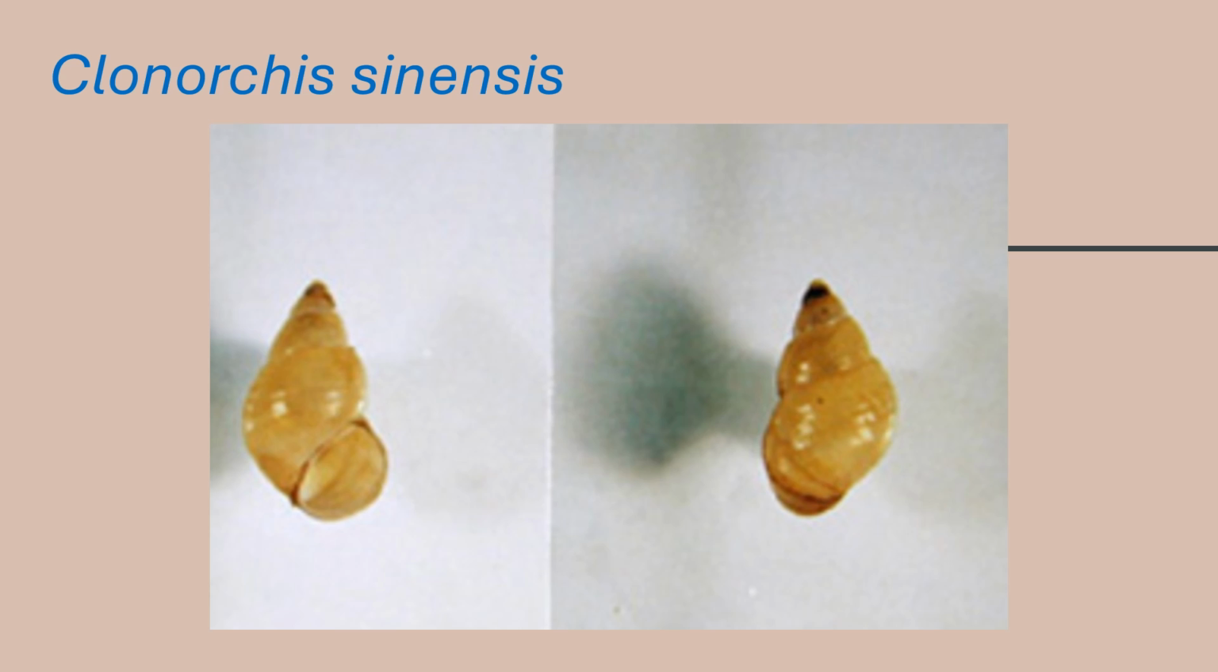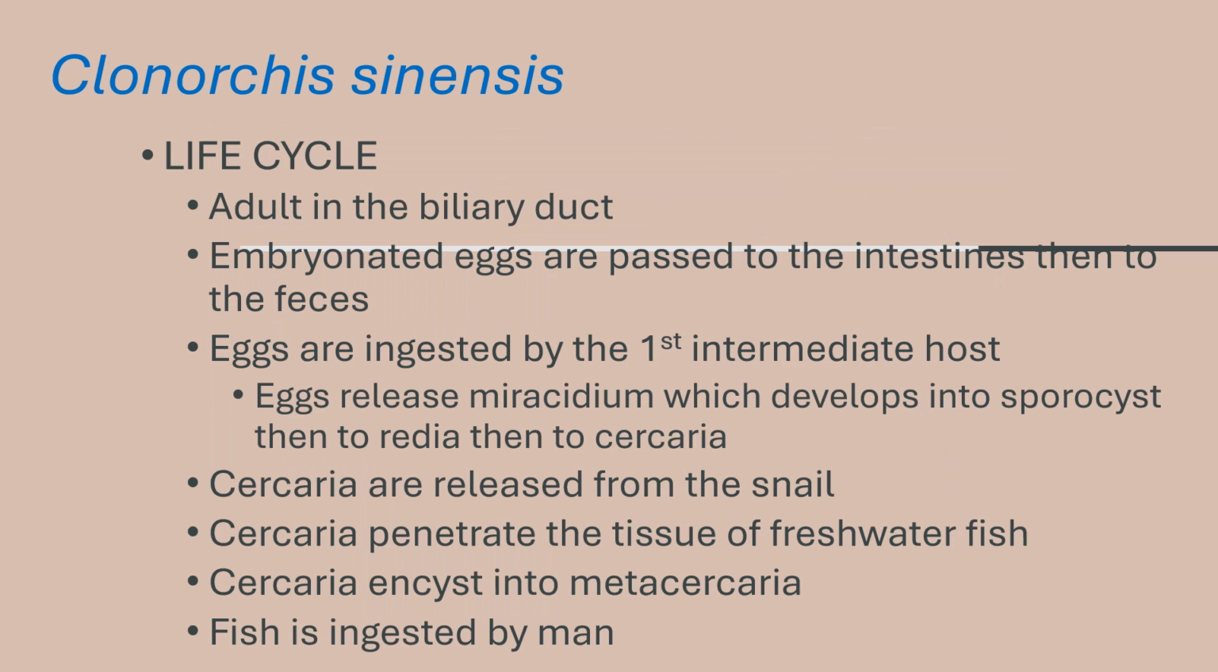This one is an illustration of the most common snail host of your Clonorchis sinensis. This one is present in Southeast Asia. Okay, as for the life cycle of your Clonorchis sinensis, your adult resides in the biliary duct.